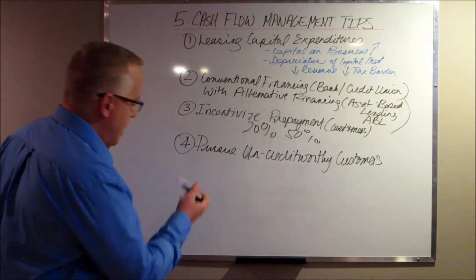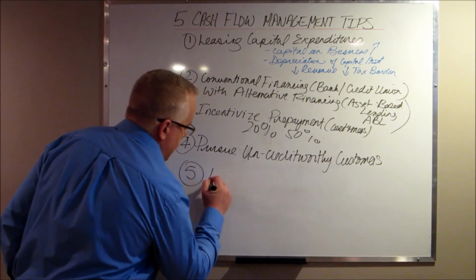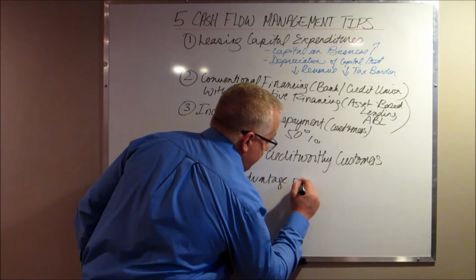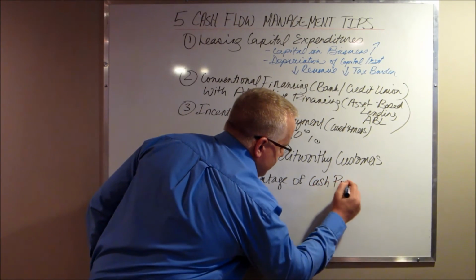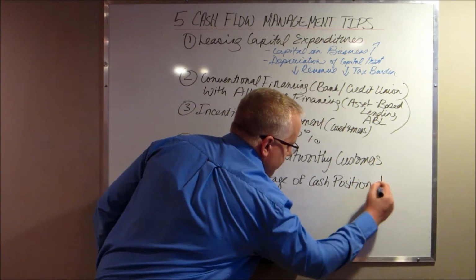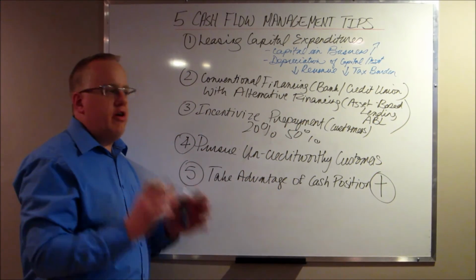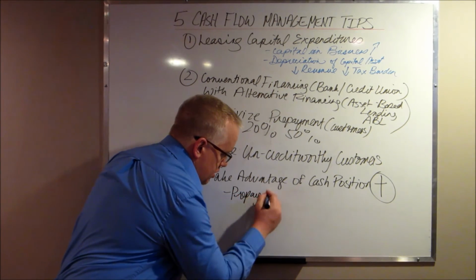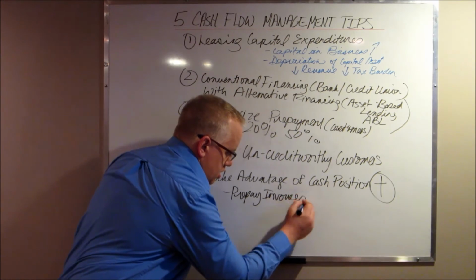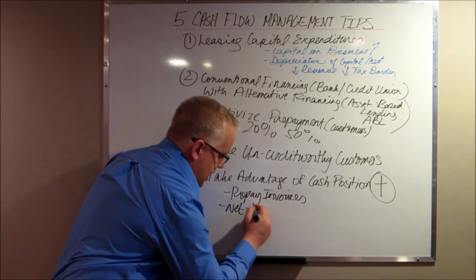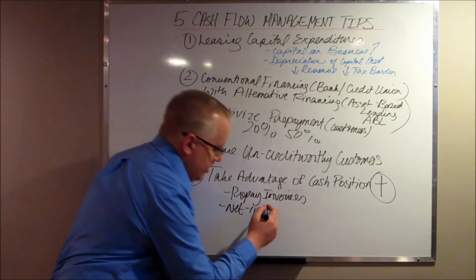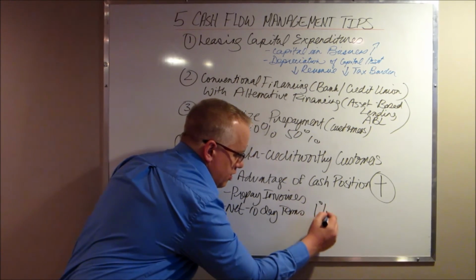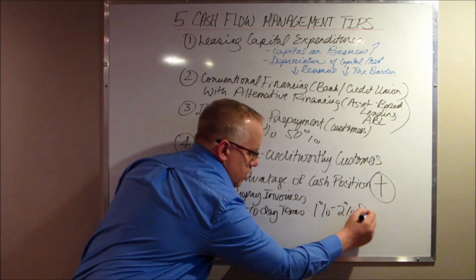Okay. Finally, the last thing I want you to do is take advantage of your cash position. And what this means is your positive cash position. Okay? When you're in a position where you've got a lot of capital, I want you to prepay your own invoices. Get net 10-day terms with a 1% discount. Net 10-day terms, 1% or 2% discount. Okay?